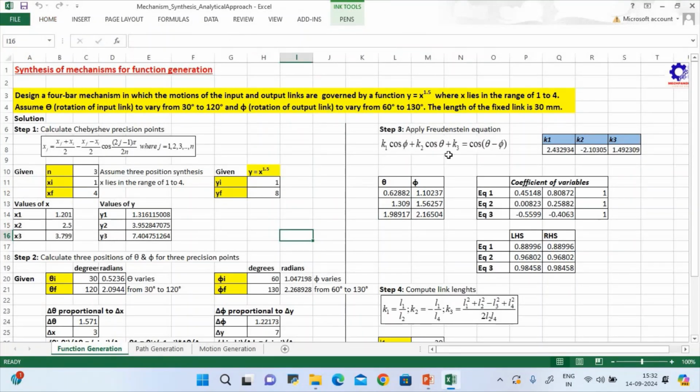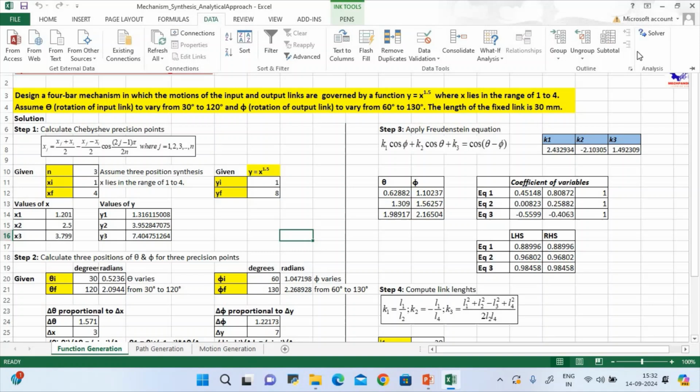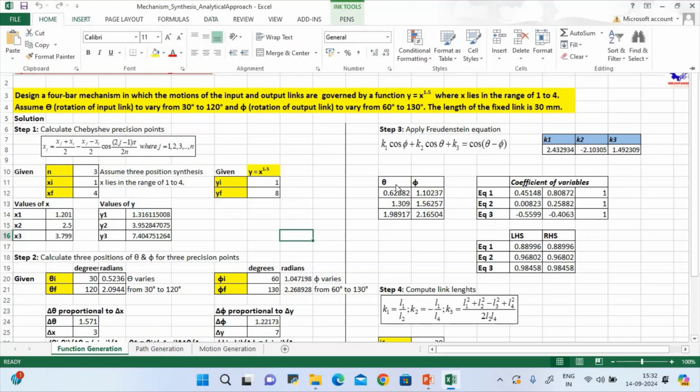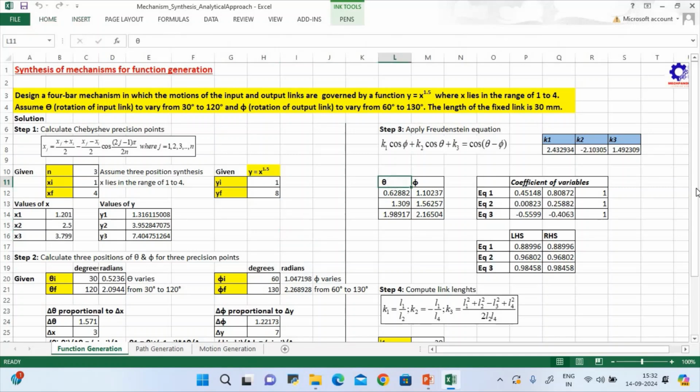Once you have this equation, what we are trying to do is actually solve this particular relation by using the Solver add-in in Microsoft Excel. Now, how do we use this Solver add-in to solve this equation? Let us see that. First of all, we will simply note down the values of theta and phi as they are.